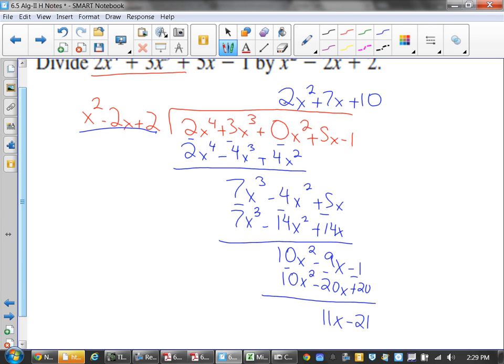That's a remainder, right? That's my remainder. Now, is that remainder positive or negative? Positive. And why is it positive? Because the x value is positive, right? Are we okay with that? So I just make a fraction out of it, plus a fraction of 11x minus 21 over x squared minus 2x plus 2. And I'm done. What happens if the x is negative?